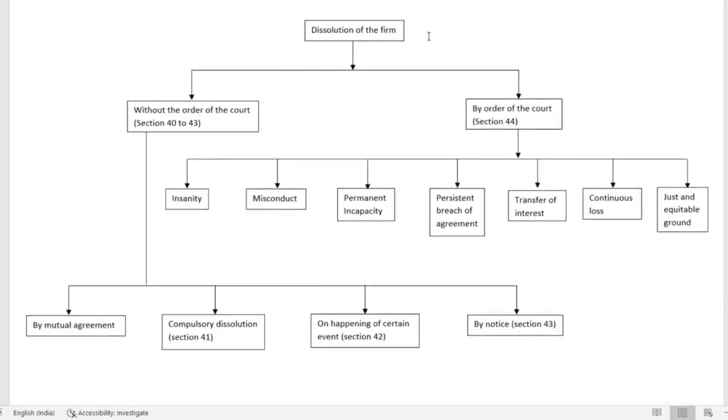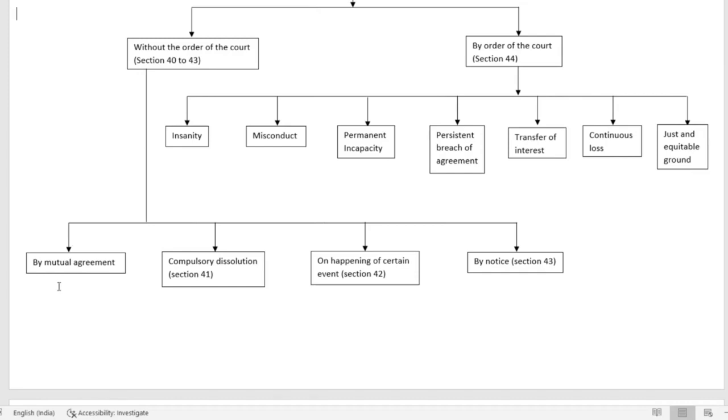That means here, under the dissolution of the firm, we are looking at dissolution without the order of the court, from section 40 to 43. We have seen dissolution by mutual agreement, that is section 40, and compulsory dissolution, that is section 41. On the happening of certain events, there are four events under section 42 that we have seen, that is contingencies. And the last one is by notice, that is partnership at will, under section 43. So these are all without the order of the court.